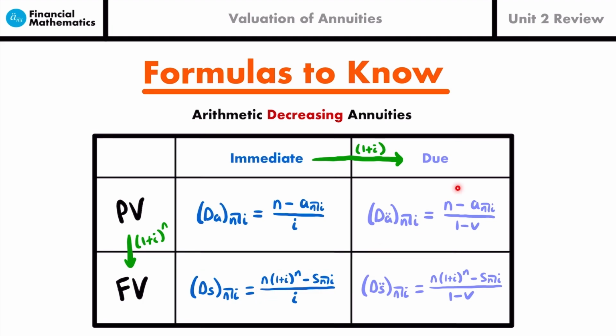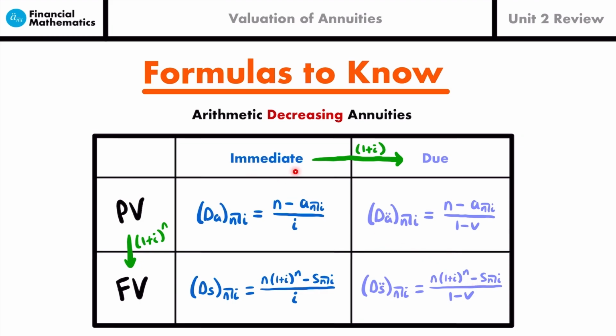Okay, and then the due versions of those formulas, once again, they are very similar. All that's different is the denominators. Instead of i, we have 1 minus v, which once again could be rewritten as the equivalent effective discount rate. And then, of course, for the notations, we just add the double dots above the a or the s to signify that they are annuity due formulas.